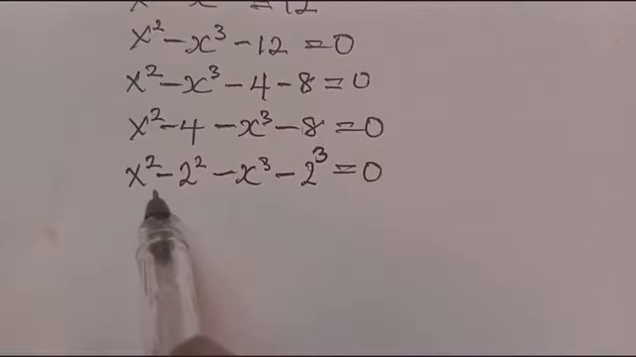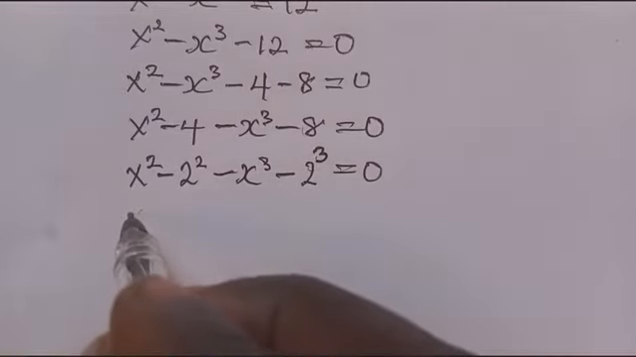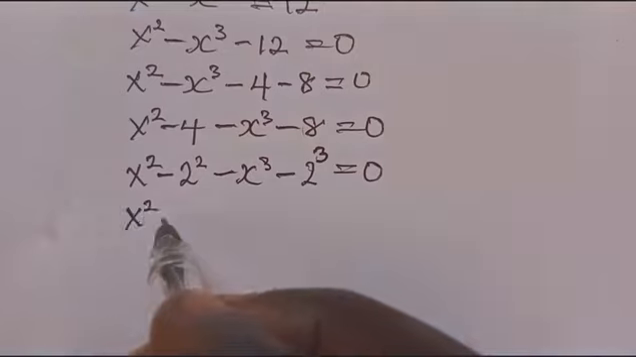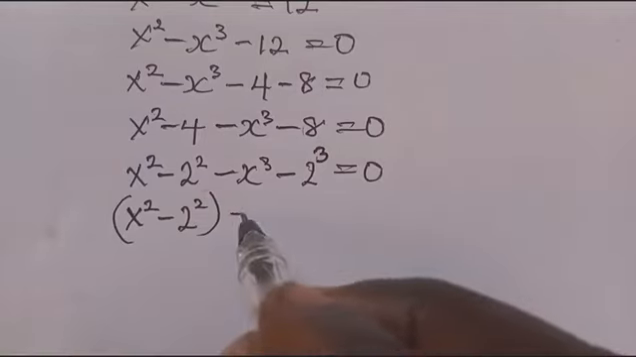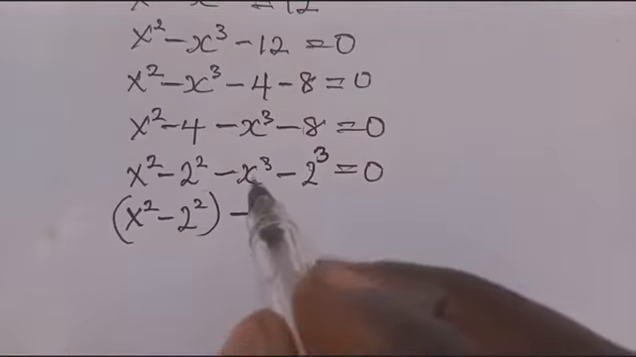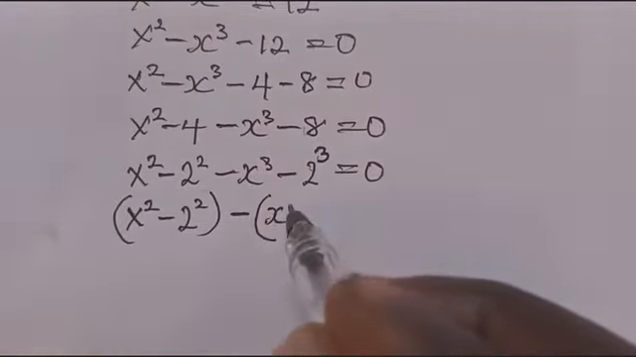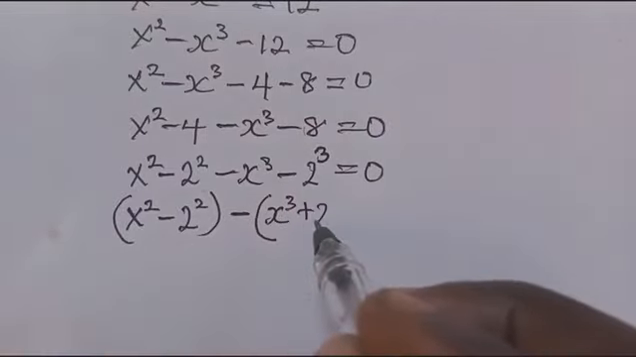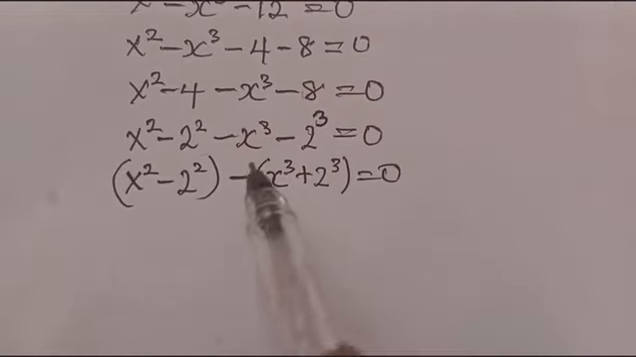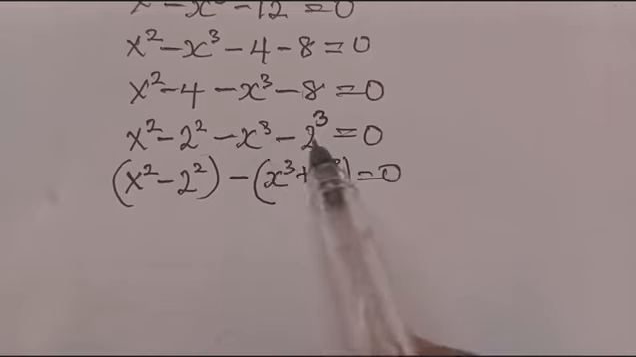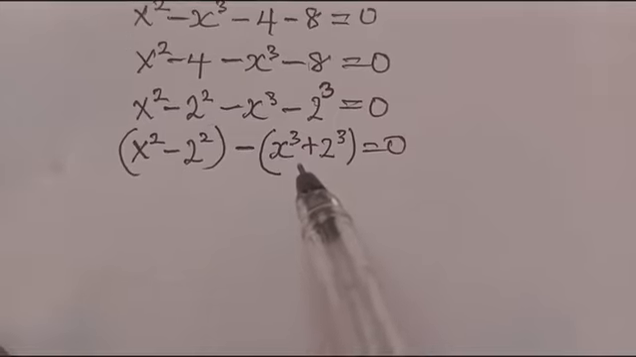Now, we can separate the two. So if you separate the two, you have x raised to the power of 2 minus 2 raised to the power of 2, then minus the bracket. So this will now be x raised to the power of 3 plus 2 raised to the power of 3. If you use the minus to open your bracket, we are going to have minus x raised to the power of 3 and minus 2 raised to the power of 3 here. So what do we do next?